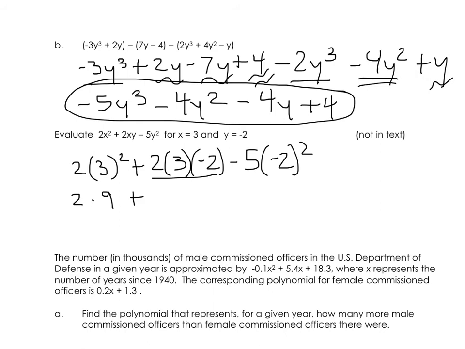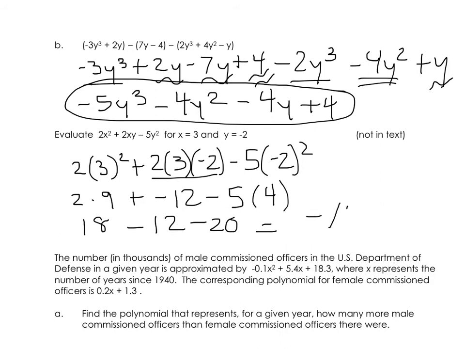2 times 3 is 6, times negative 2 is negative 12, minus 5 times the quantity negative 2 squared, which gives us a positive 4. So that gives us 18, plus the negative 12, we could just write as minus 12 if we want, minus 20. So 18 minus 12 is 6, minus 20, negative 14. And that's our answer.